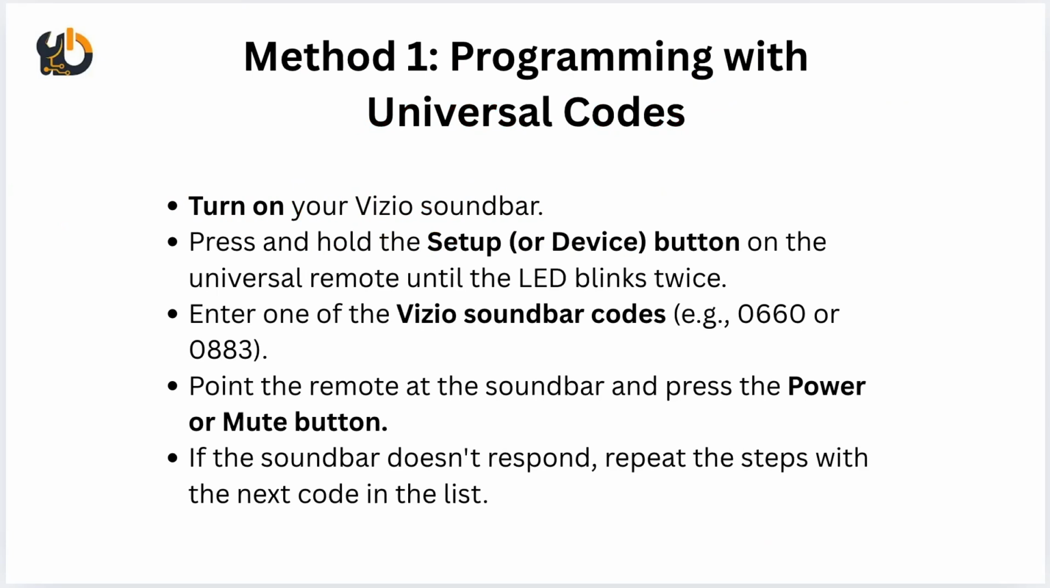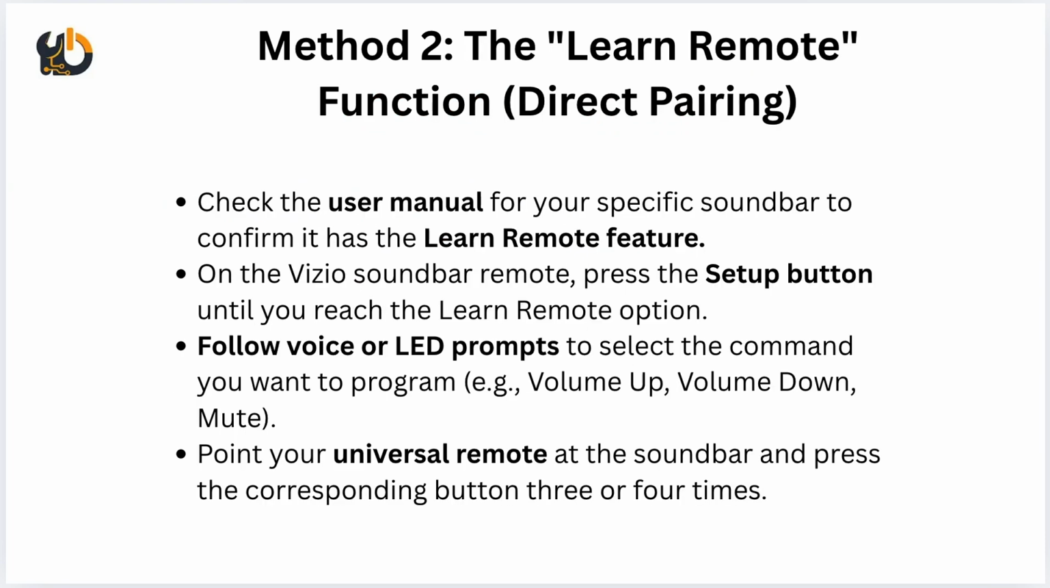Turn on your Vizio soundbar, then press and hold the setup button on the universal remote until the LED blinks twice. Then enter one of the Vizio soundbar codes, for example 0660 or 083883. Point the remote at the soundbar and press the power or mute button. If the soundbar doesn't respond, repeat the step with the next code in the list.